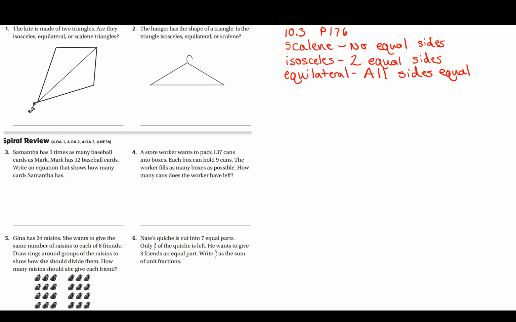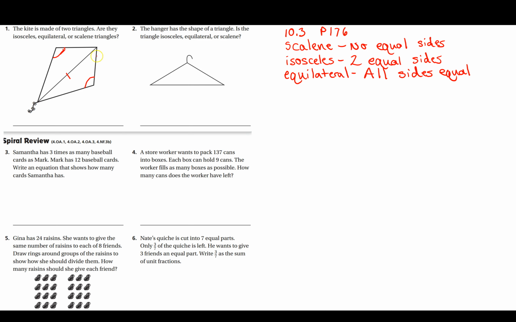All right, let's look at number 1. The kite is made up of 2 triangles. We have a triangle here and this triangle here. Are they isosceles, equilateral, or scalene triangles? Well, we know this length is going to be the longest because I have an obtuse angle right here. So I know this side's going to be the longest. So I definitely know it can't be equilateral already because it has an obtuse angle.